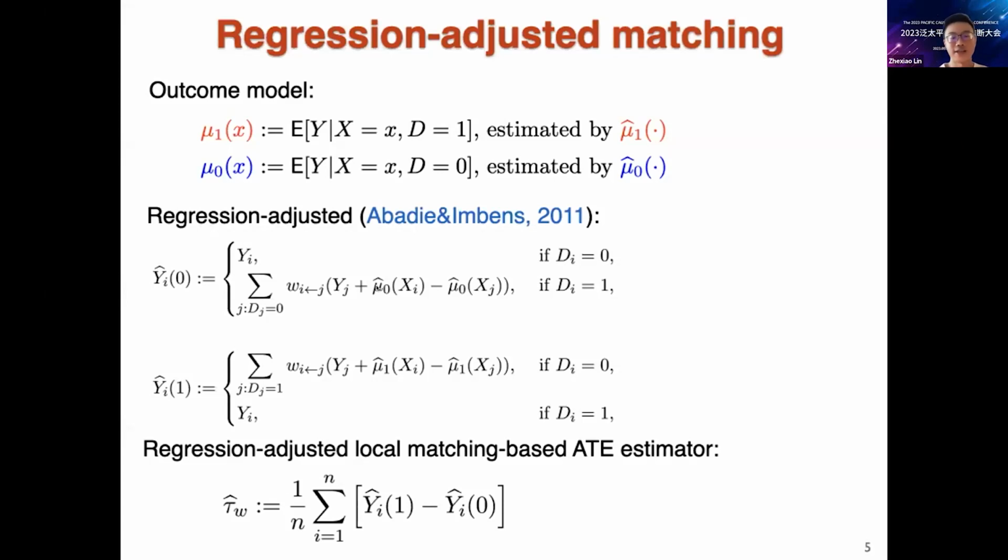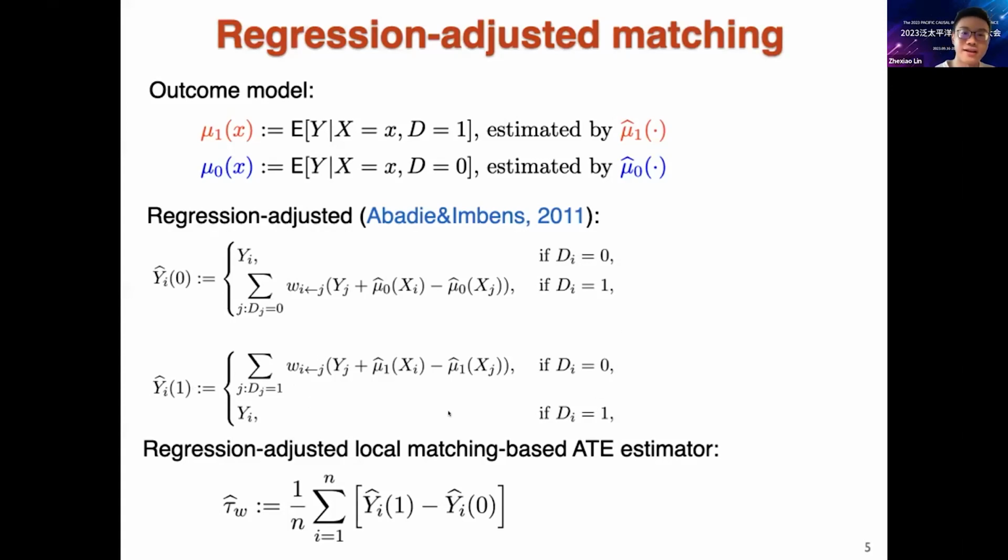That's very natural because, for example, we want to know what will happen for unit i if it is given control. But if we use xj in the opposite group, xj is not exactly the same as xi. So there will be some small difference between these two covariates. That's why we use the outcome model, because by using mu xi minus mu xj, we can adjust for the covariate difference between unit j and unit i.